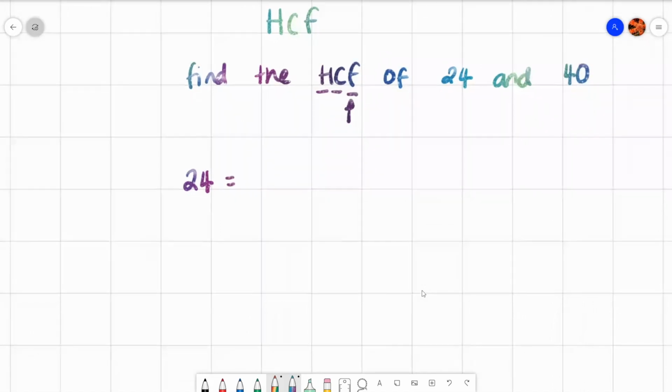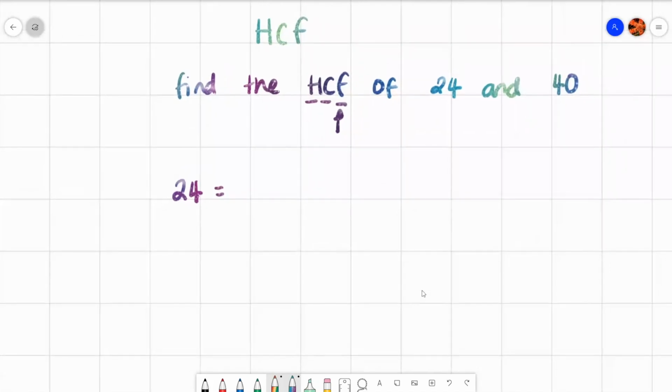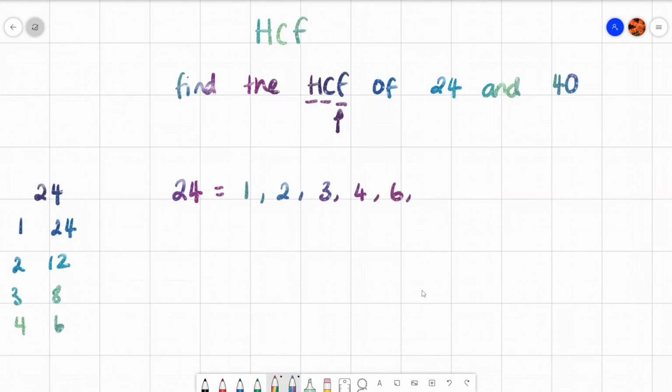You can write this out in any form that you want, but if I quickly do it at the side, you can do this to help you if you want to. We've got 1 times 24, 2 times 12, 3 times 8, and 4 times 6. And remember, we want the numbers in order, so we're going to do 1, 2, 3, 4, 6, 8, 12, and 24. And then we want the factors of 40.